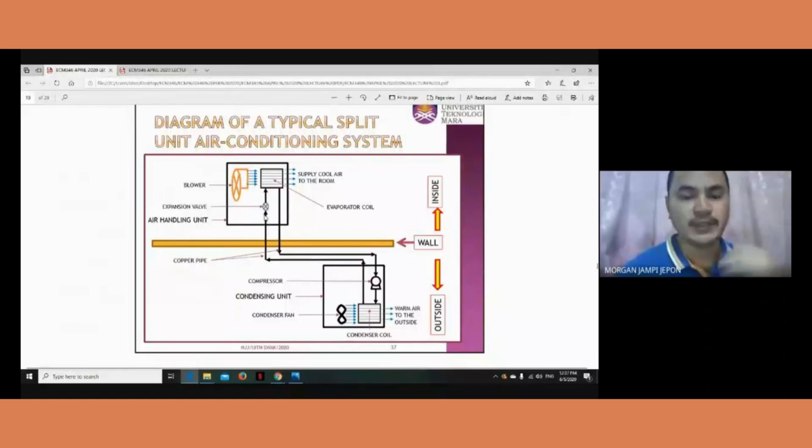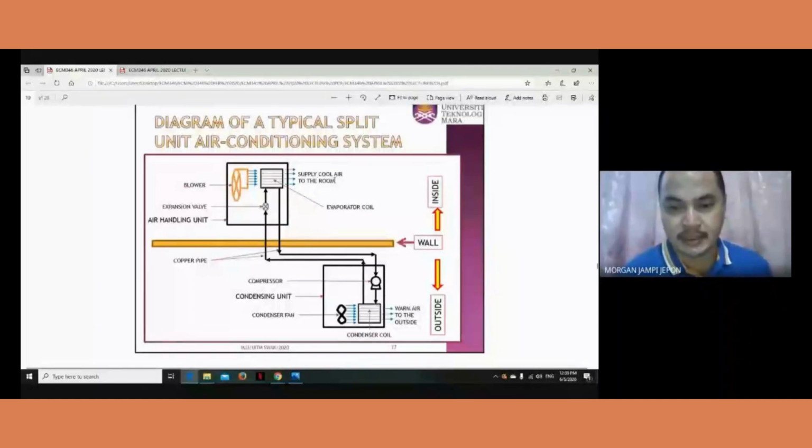All right, so the component inside the house consists of the expansion valve and evaporator. So the evaporator is a cool coil, and if we blow that evaporator by using a blower or propeller fan, then it will produce cool air inside the room. Okay, and this condenser coil, remember, is hot, so we use a condenser fan to cool down this condenser coil.